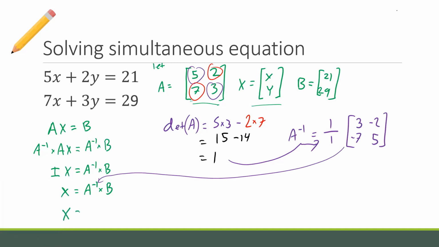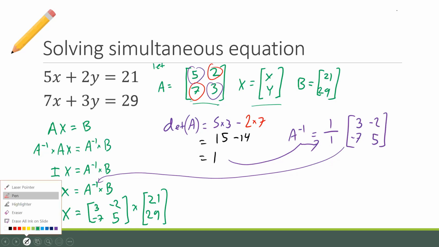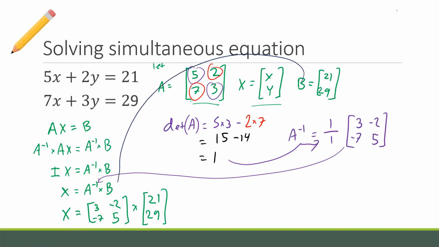x equals 3, -2, -7, 5, all multiplied by 21, 29. Where the heck did that come from? Well, remember, we've already done b. We've already said b is there. That's what b is. We said that at the start. All we do now is put the inverse of A.